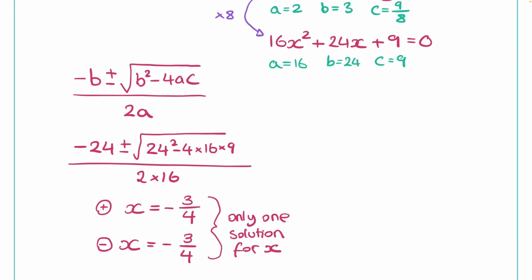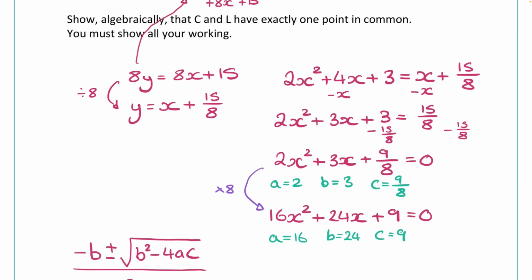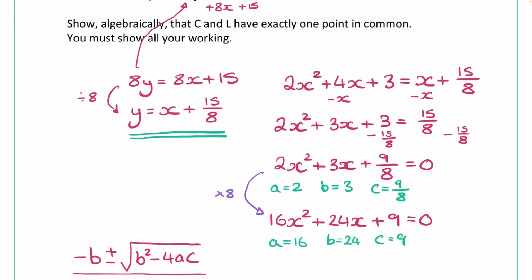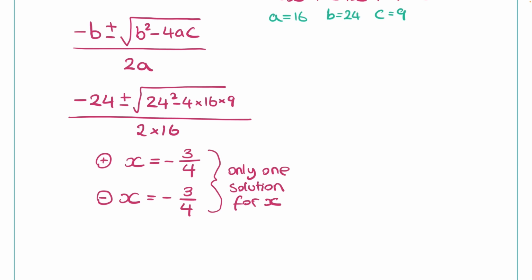for x. And of course, if there's only one solution for x, that means we're definitely only going to get one solution for y. But here's our formula here for finding y. Y is equal to x plus 15 over 8. So y is equal to x plus 15 over 8. Just got to make sure, because who knows, maybe this would give us two solutions.